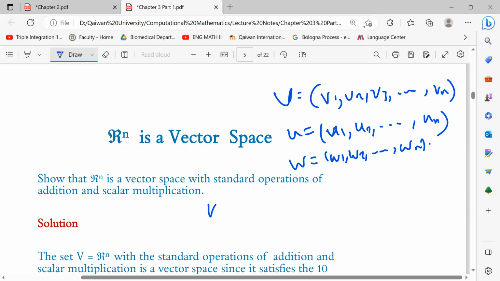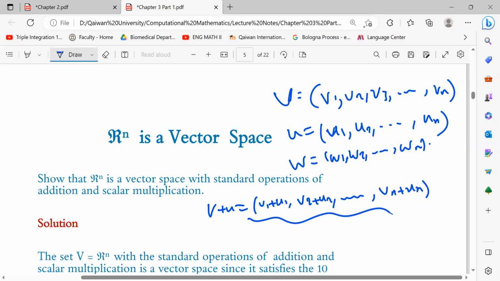Let's check. V plus U is what? It's V1 plus U1, V2 plus U2, up to Vn plus Un. Look, is this an n-tuple or not? So it's the same form as above, is it? It's the same. So this belongs to Rn. That means it's closed under addition.